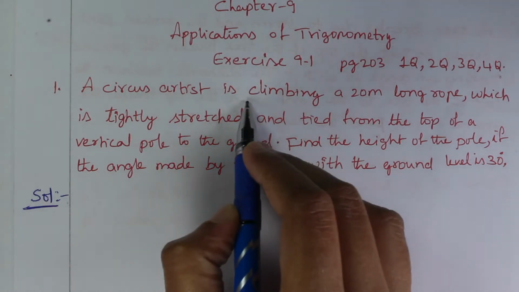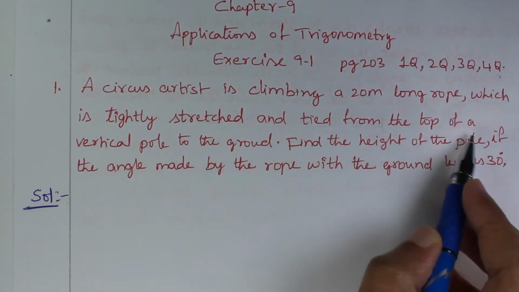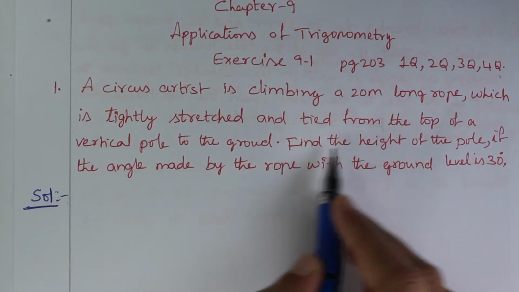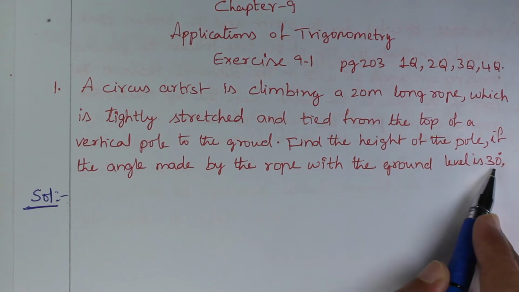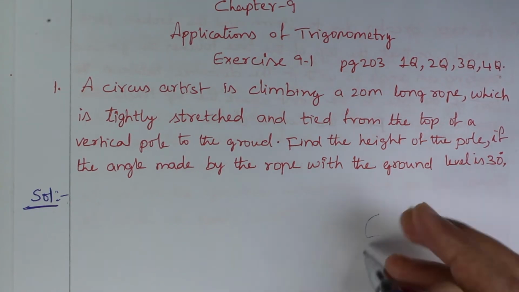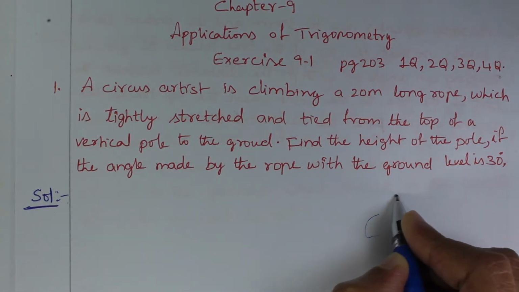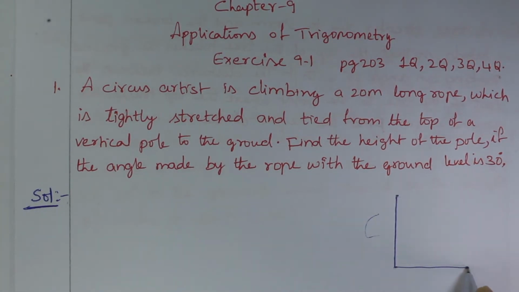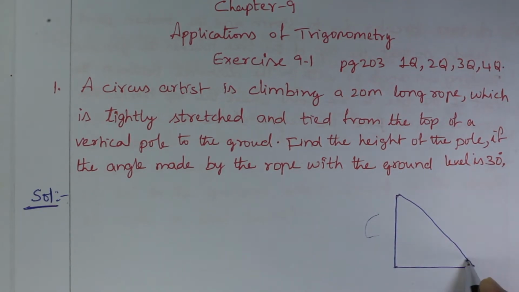A circus artist is climbing a 20-meter long rope which is tightly stretched and tied from the top of a vertical pole to the ground. Find the height of the pole if the angle made by the rope with the ground level is 30 degrees. So there is a vertical pole, and a rope is tied from the top of the vertical pole to the ground, making an angle of 30 degrees. So this angle is 30 degrees.